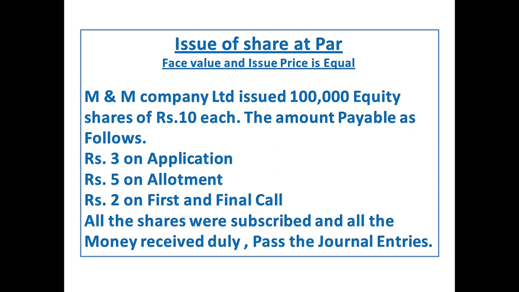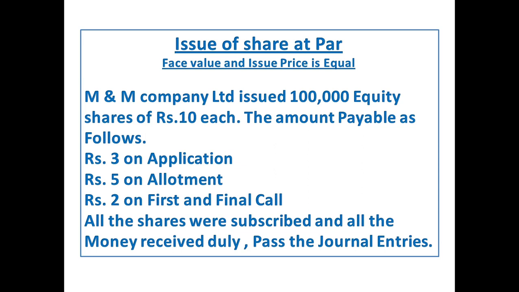Let's see this question. M and M Company Limited issued 1 lakh equity shares of rupees 10 each. The amount payable is as follows: rupees 3 on application, rupees 5 on allotment, rupees 2 on first and final call. All the shares were subscribed and all the money received. Pass the journal entries.